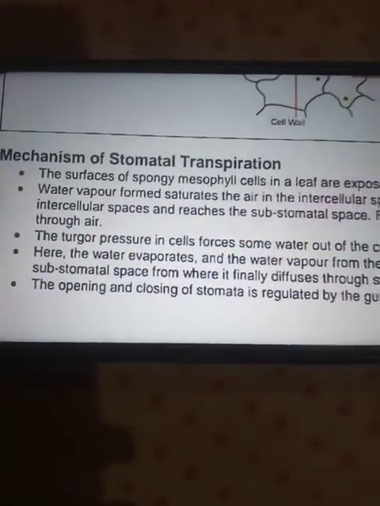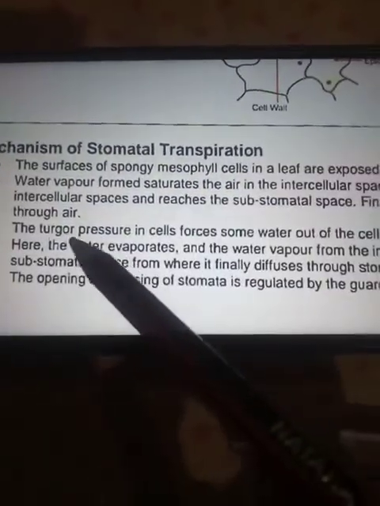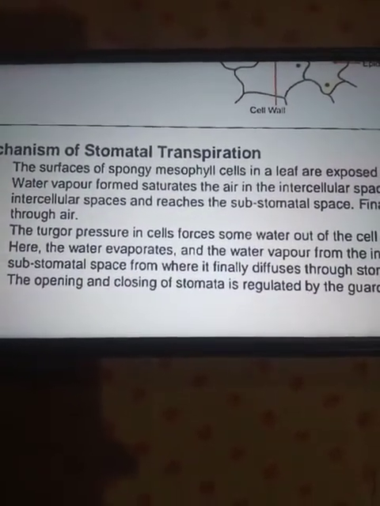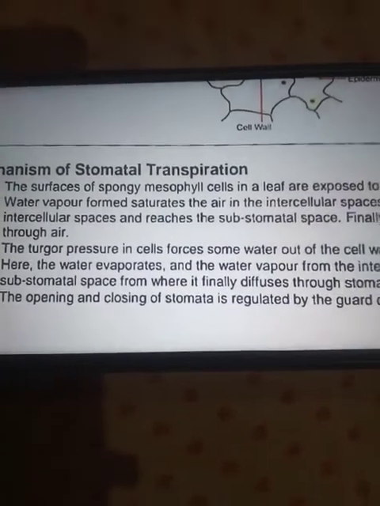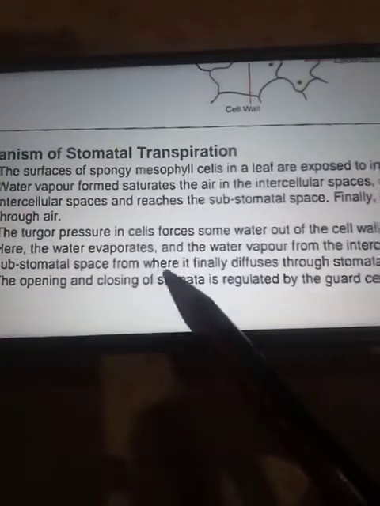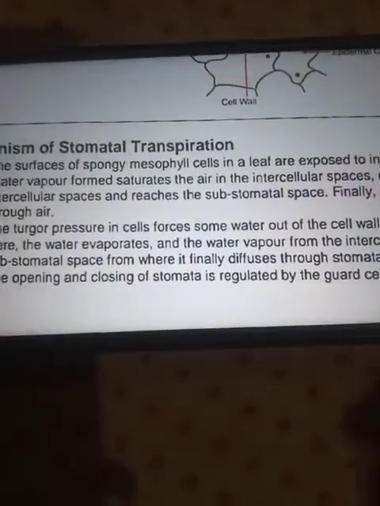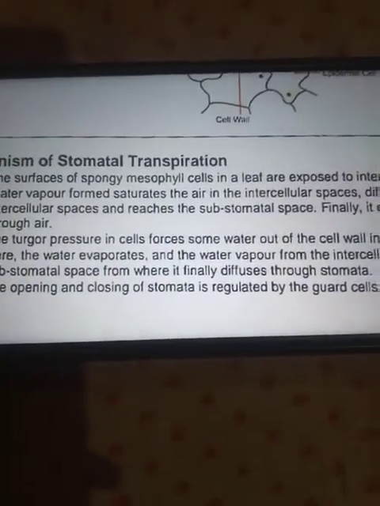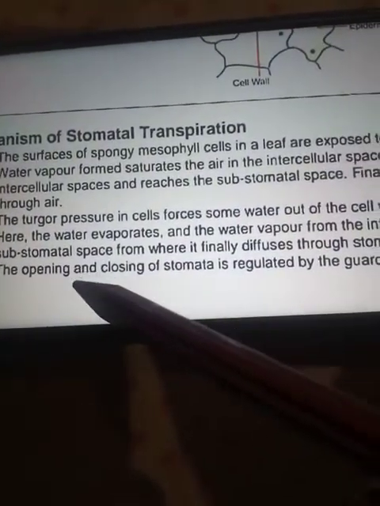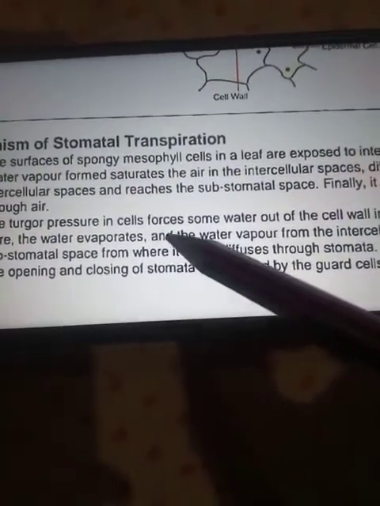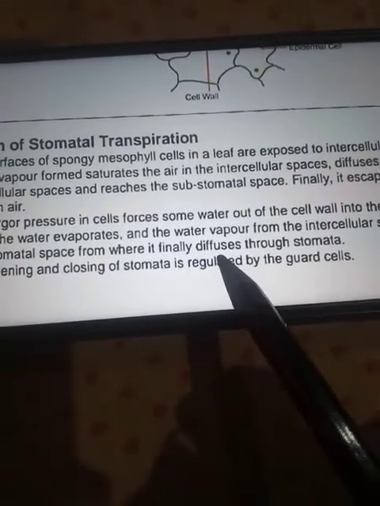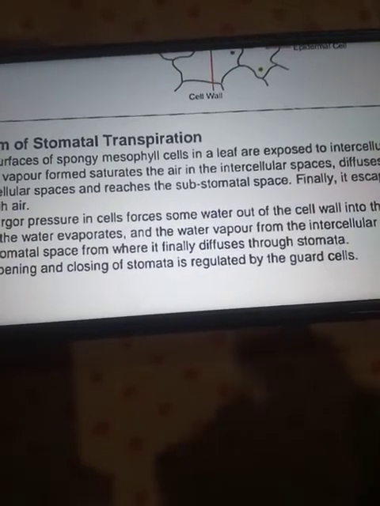Now, when the water comes out in the intercellular spaces, it is through a pressure known as turgor pressure, which you have learned in the previous class. That is the pressure exerted by the cell contents towards the cell wall, and it forces some of the water to come out of the cell wall into the intercellular spaces, and then it reaches the stomatal opening, and the guard cells open and the stoma releases the water, which diffuses in the form of water vapor through the stomata.